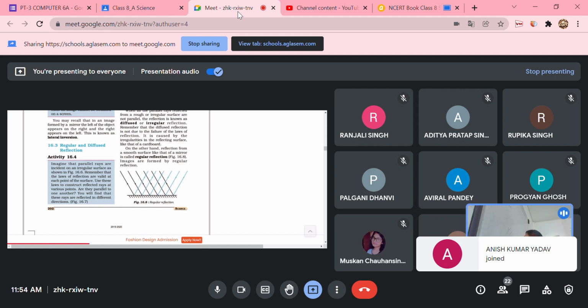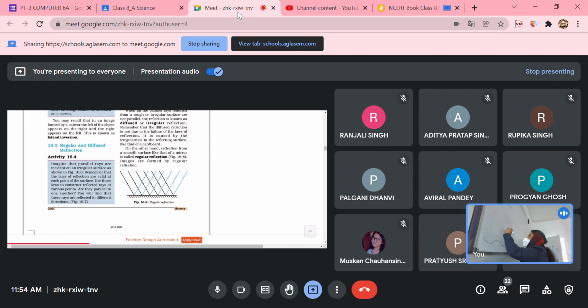Here the plane is like this. So the 90 degree will be like this. That is, here the normal will be like this, and here also it will be like this. So are these three normals parallel to each other? No, they are not parallel.